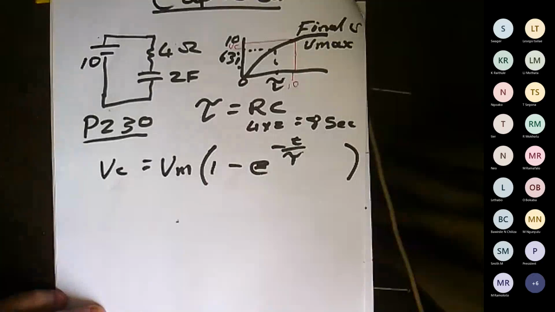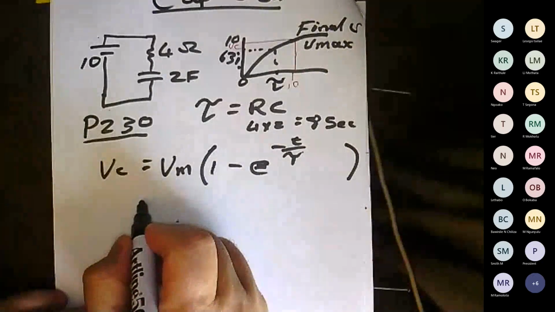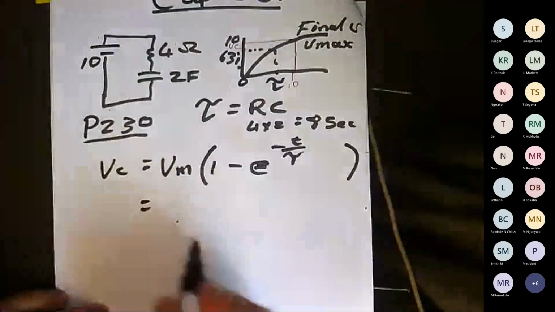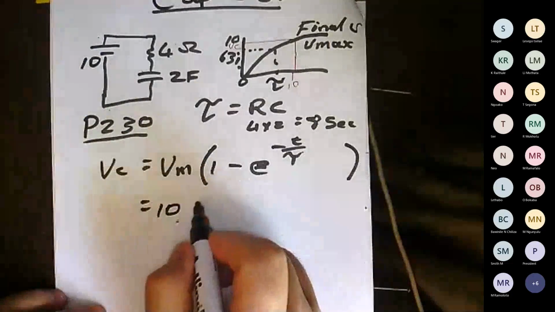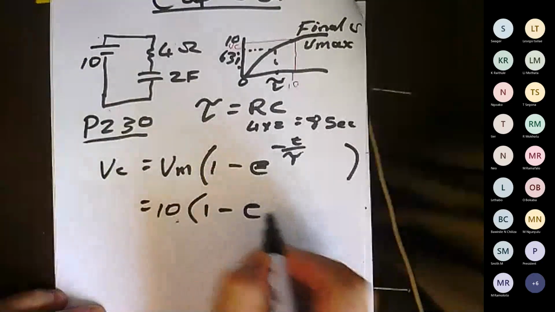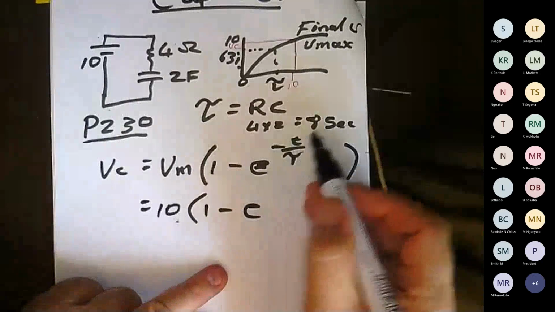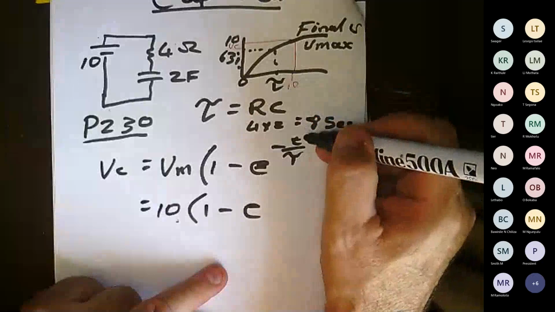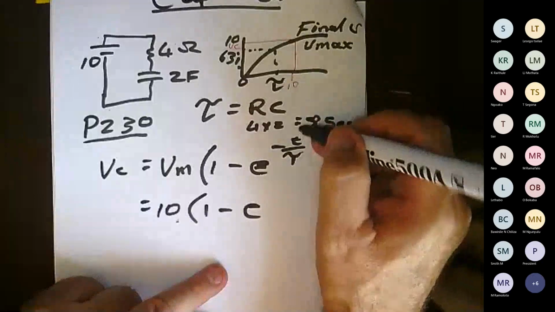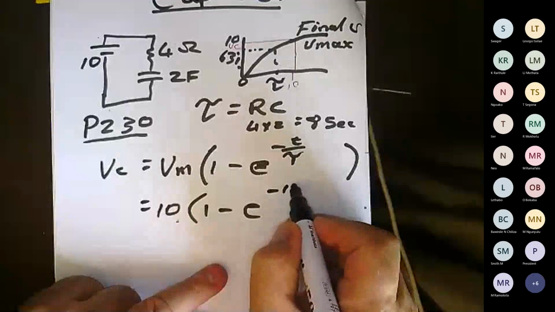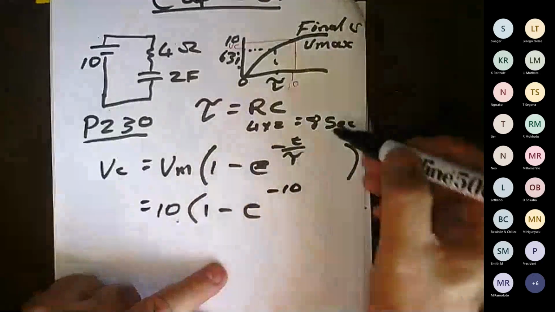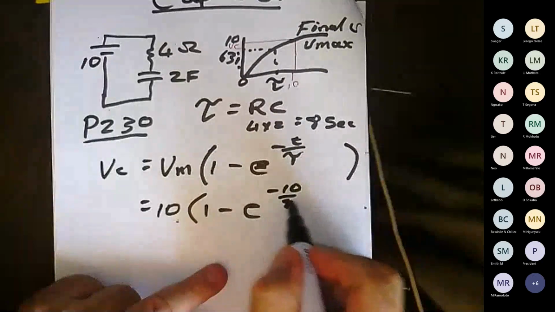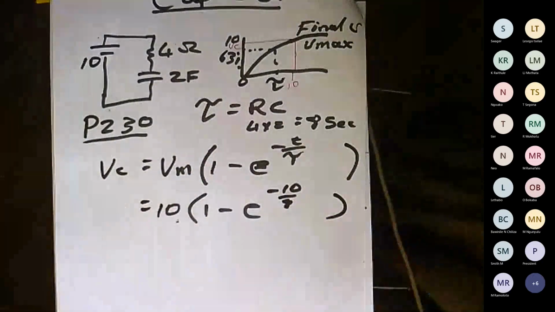So then I'm going to plug in my values here and do the problem. Vmax here, we know it's 10 volts, right? That's your power supply there. So it's 10 volts times 1 minus E. Now, T is 10 seconds, because I'm asking after 10 seconds. So you put 10 there. So minus 10 over tau. Tau is 8 seconds, so it's minus 10 over 8. And that is the formula.